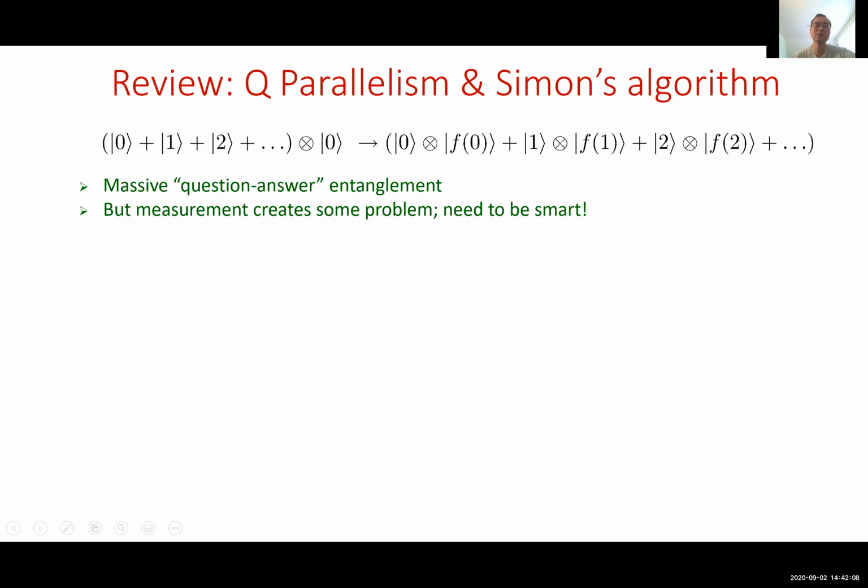And then the third rule comes in, but it has some negative effect, because in order to read out, you need to measure. When we measure and I get, let's say, 1 here, this means that I project my answer, the second register, to f of 1. But sometimes we will get the first register to be 0, and sometimes 2, etc. So it's random, and that seems to be a problem, right?